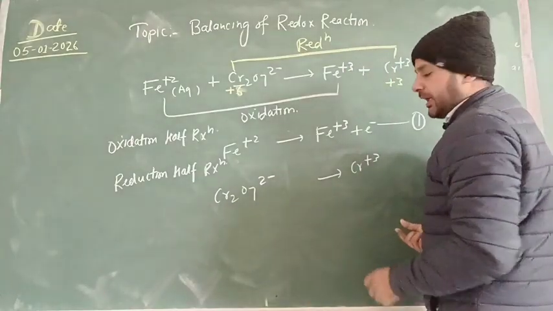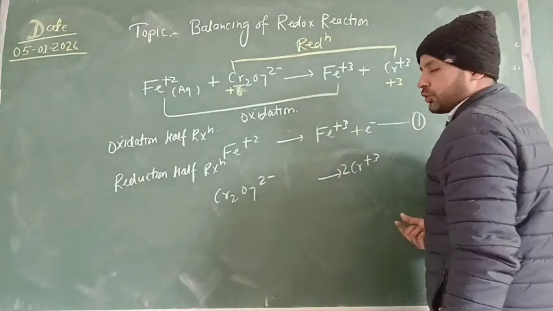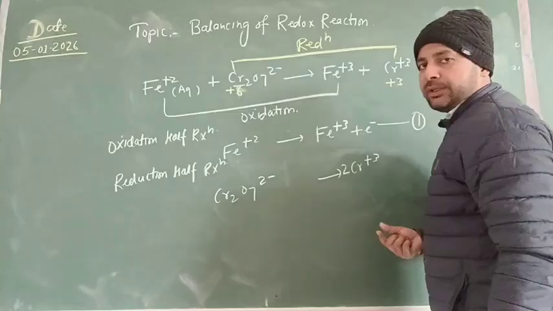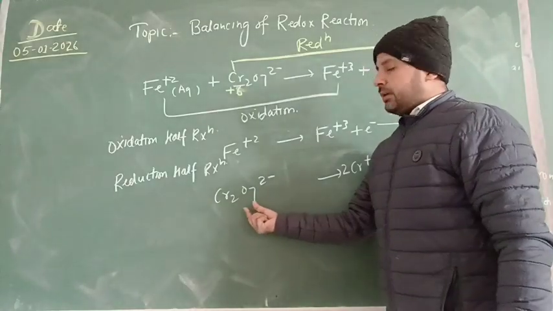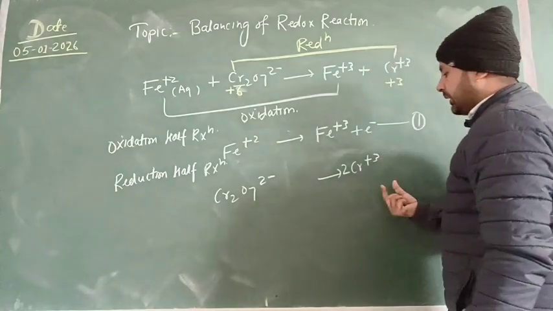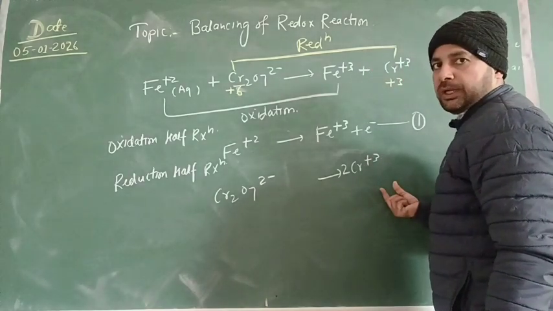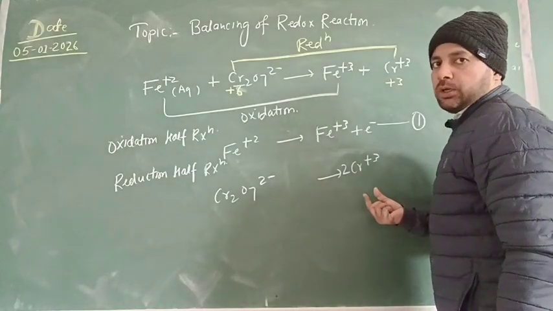So we will balance the chromium atom by putting 2 over here. Okay, so the chromium atom is now balanced. Now our next task is to balance the oxygen atom. On the left hand side there are 7 oxygen atoms, but on the right hand side there is no oxygen atom. To balance the oxygen atoms, we will add water molecules.